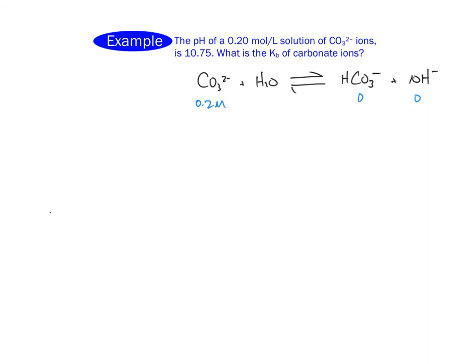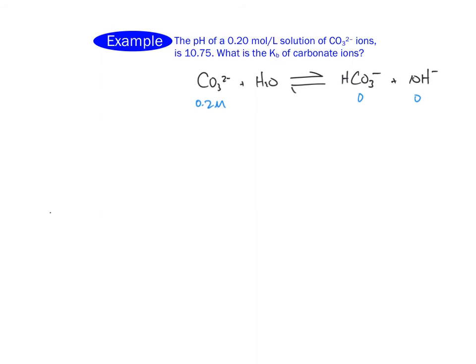Now, going forward from there, what do we need to know? Well, what we need to know is we need to be able to find the hydroxide ion concentration. And what we're told is that the pH is 10.75. Okay, the pH is 10.75.